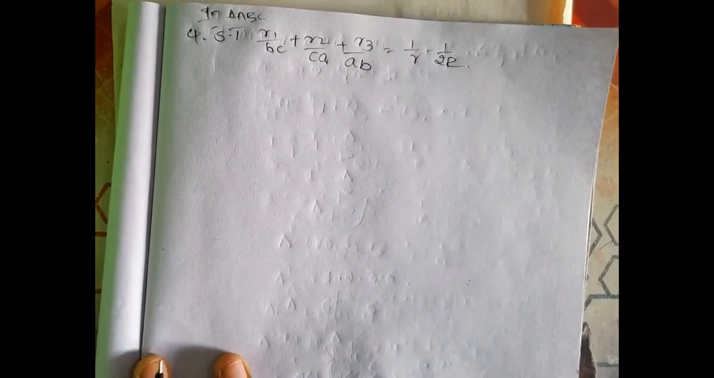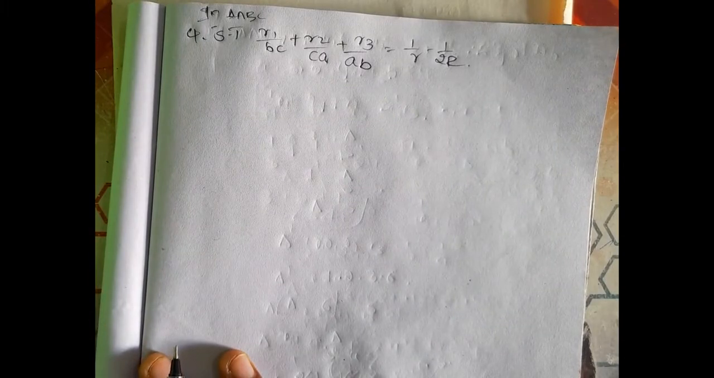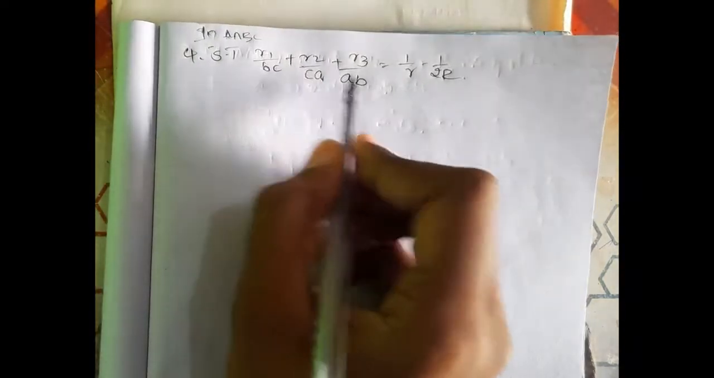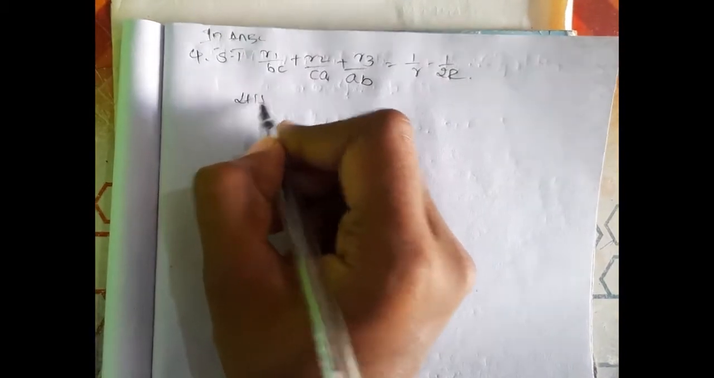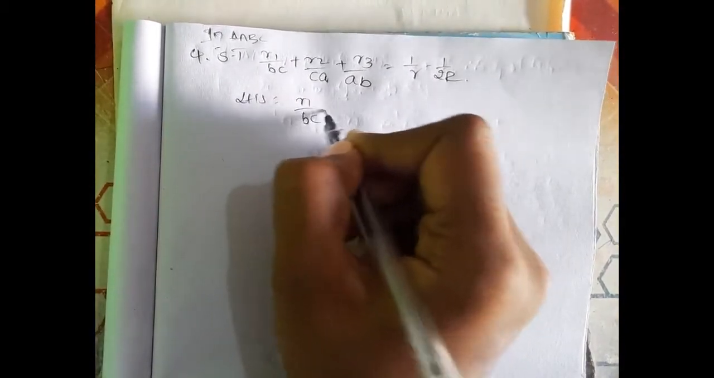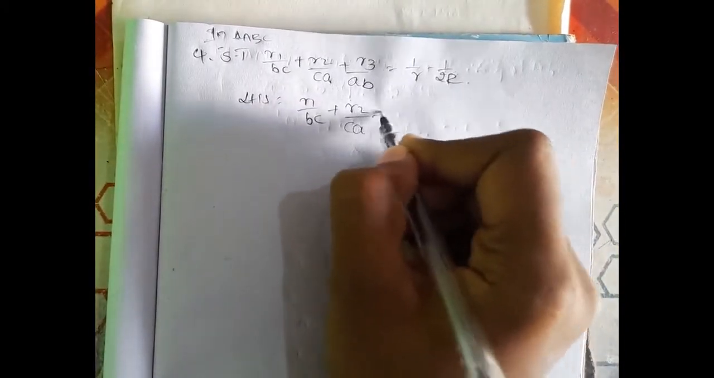So the next question is, in triangle ABC, show that r1 by BC plus r2 by CA plus r3 by AB equals 1 by r minus 1 by 2R. Okay, so first considering the LHS: r1 by BC plus r2 by CA plus r3 by AB.